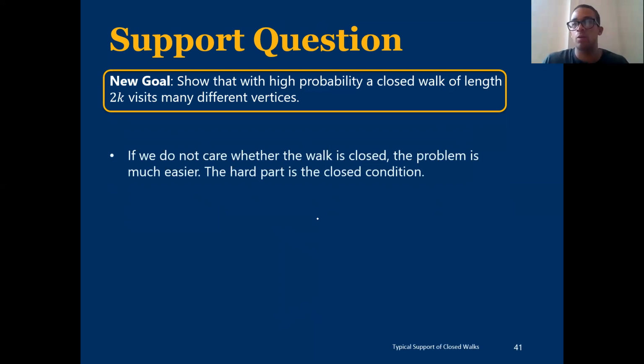So keep in mind that we have this closed condition, right? So if we don't care whether the walk is closed, then there are methods that already exist that we could have used, like something like a random walk Chernoff bound. It'll show you what the typical support is of one of these walks, but the closed walk means that we can't use something like that.